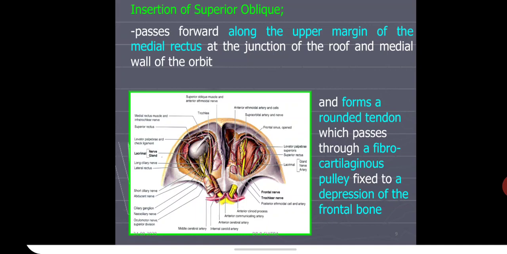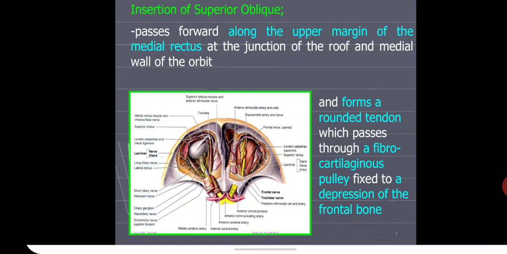You are seeing the optic nerve, lateral rectus, superior oblique on the medial side. So the superior oblique muscle passes forward along the upper margin of medial rectus at the junction of roof and medial wall of the orbit. It forms a rounded tendon, you can see, which passes through a fibrocartilaginous pulley, otherwise called the trochlea.